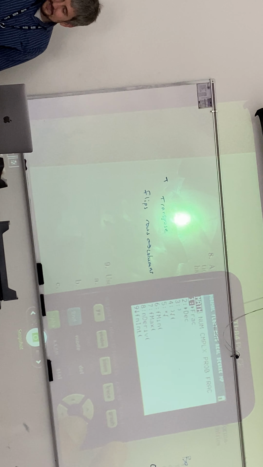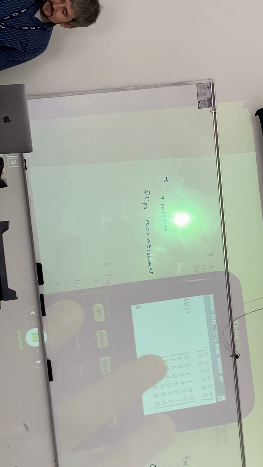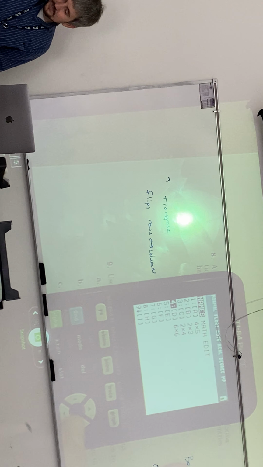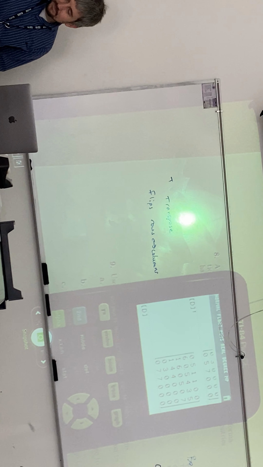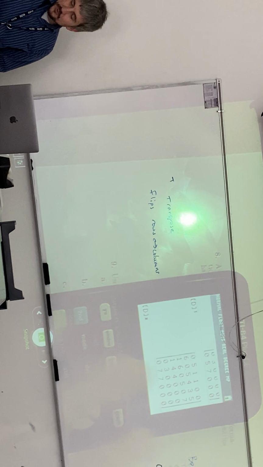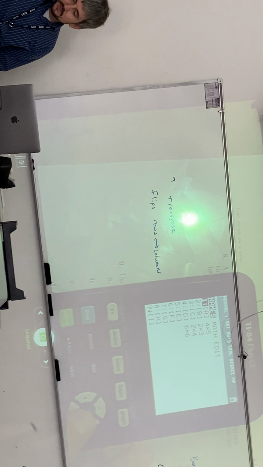Would it be correct to say that a matrix is just a vector of vectors? Potentially. Yeah, I'm surprised you don't know. So what happens if we multiply this matrix by itself? It's a 2D array.